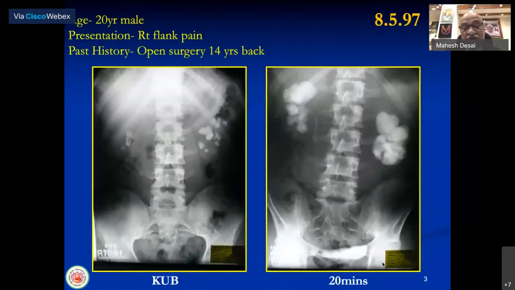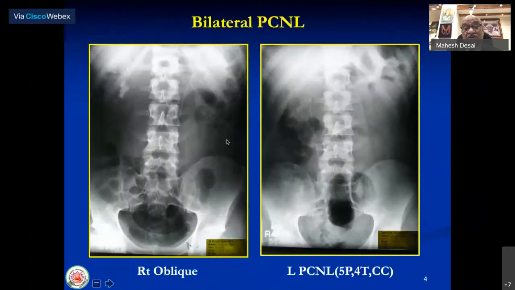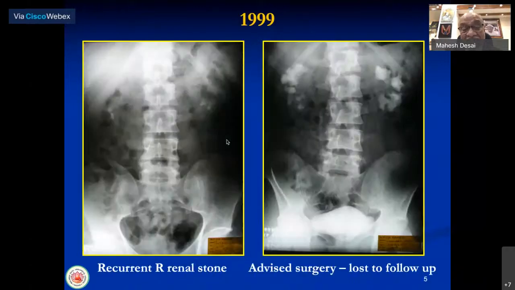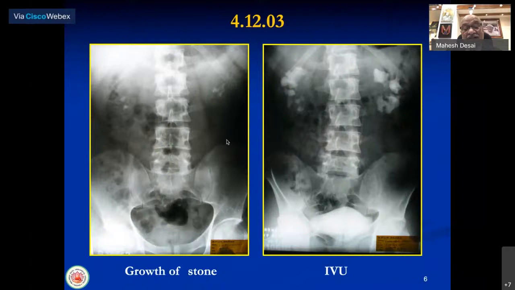Now I would like to share a couple of cases first. This is a young boy of 20 years who had a history of open surgery when he was 6 years old, and then he came back with multiple stones in both kidneys with a gross hydronephrosis. And we did a bilateral PCNL and completely cleared the stone. He came back in 1999 with again recurrence of stone in the lower calyces, and then of course he did not opt for the surgery.